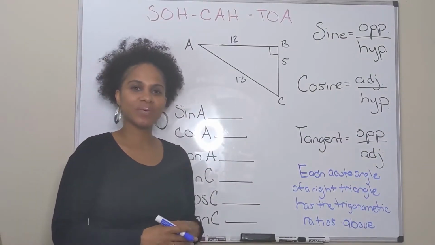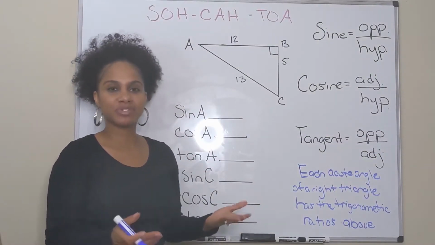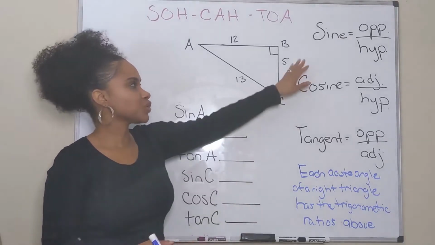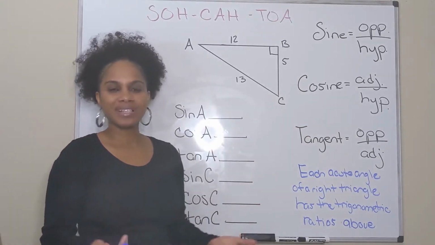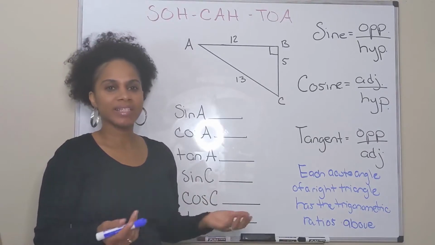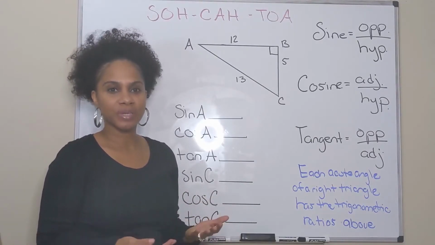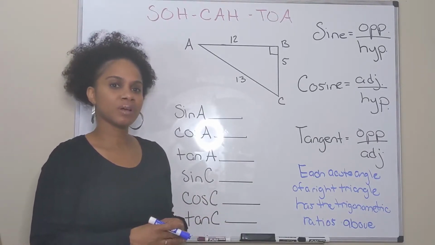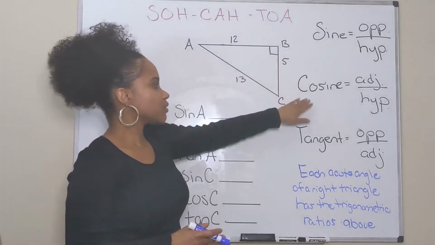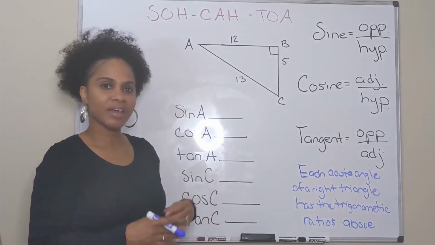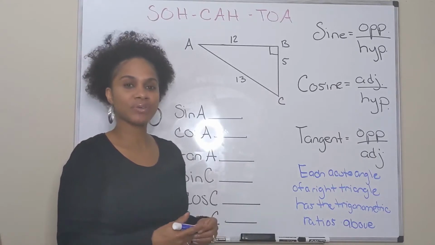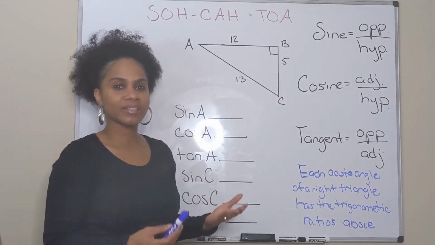Alright, so in this video we're going to learn some basics of trigonometry by using our trigonometric ratios. So now what exactly is trigonometry? It is simply the study of angle measurement. And so in this video we're going to learn our trigonometric ratios that we use to find the acute angles, or the ratio of the acute angles of a right triangle.